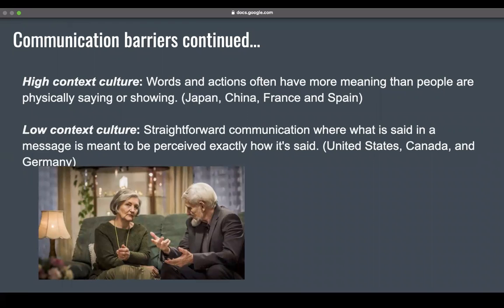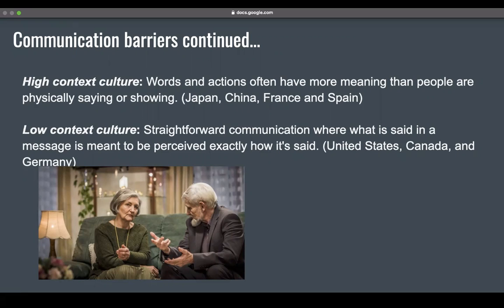Communication barriers continued are high context culture, which is where words and actions often have more meaning than people are physically saying or showing. An example of this is when a married couple communicates with each other simply through glances and movement of an eyebrow. They understand what each other is saying without actually having to say it. They understand each other through body language and facial expressions. Japan, China, France, and Spain are places that use high context cultures.